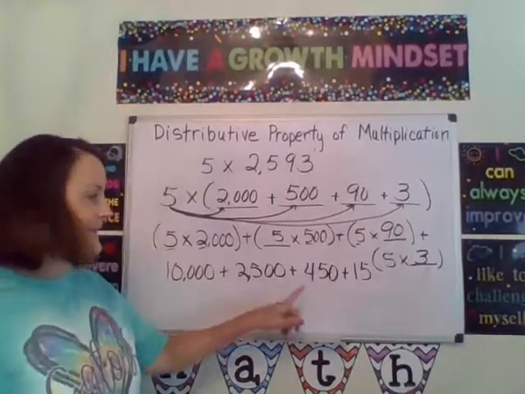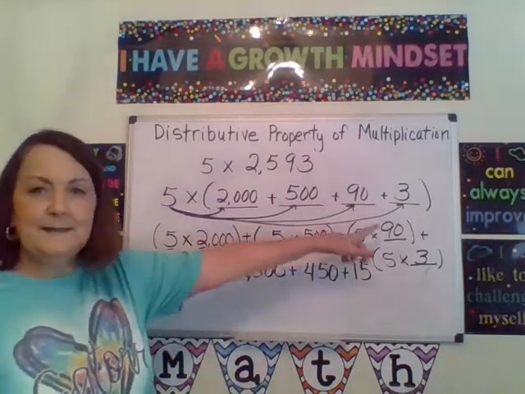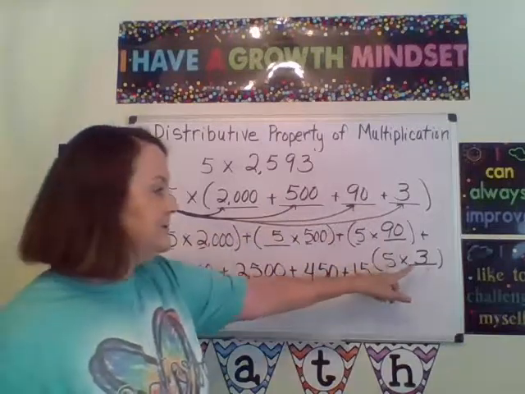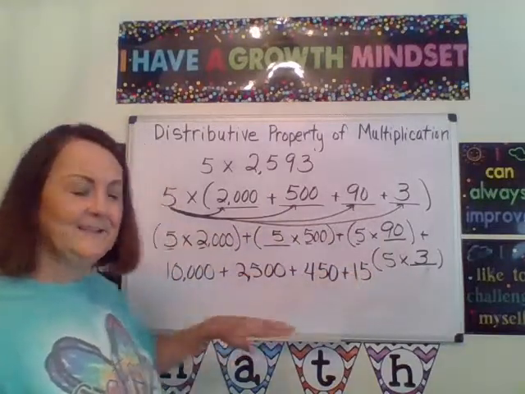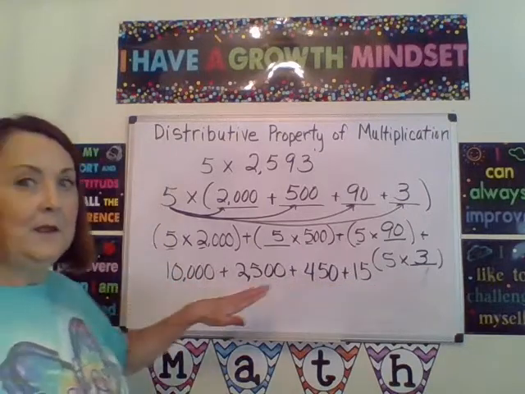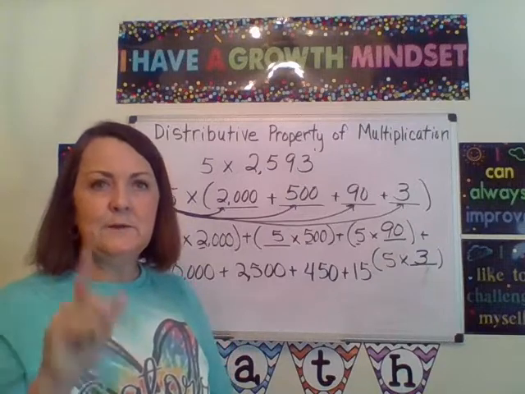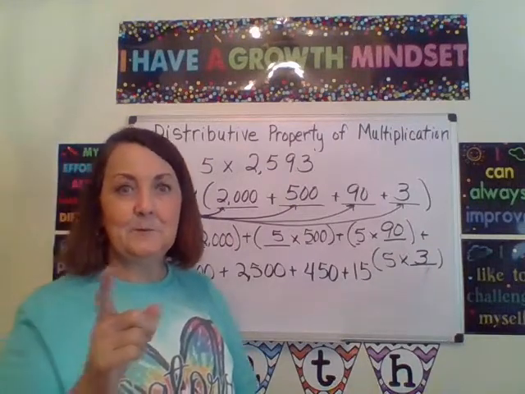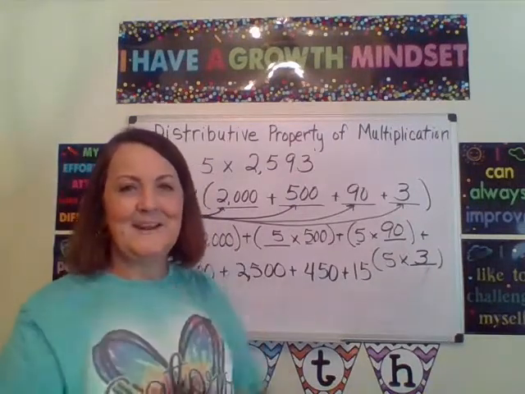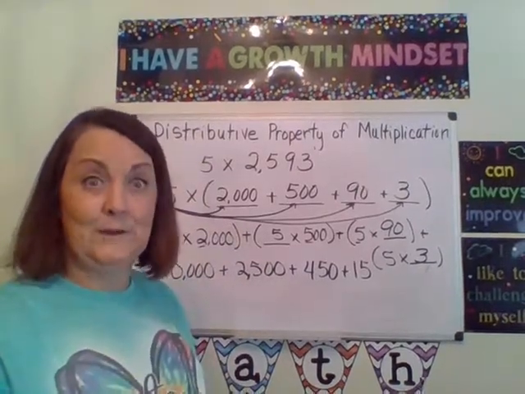Okay, pause. All right, did you get 450 for 5 times 90? And for 5 times 3, you should have gotten 15. So here are our partial products. So we're going to add those all up, and you know what to do. You're going to stack them, you're going to add them, and that is your last step. So I'm going to pause, and let's compare our answers when I come back. You do it, I do it, and then we look and share.